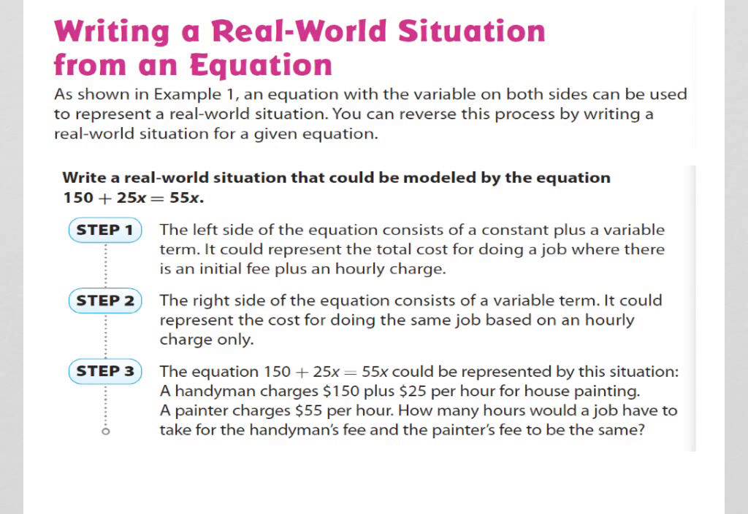Well, as we've seen in example 1, an equation with the variable on both sides can be used to represent a lot of real-world situations. You can reverse this process by writing a real-world situation for a given equation, and this is what we want to do here in this short video. So we have a situation that's modeled by the equation 150 plus 25x is equal to 55x.